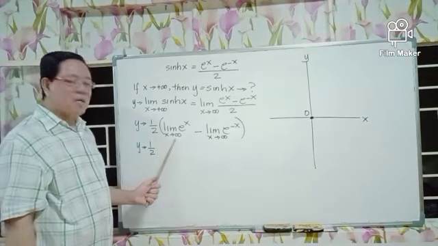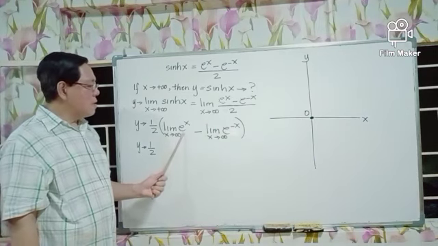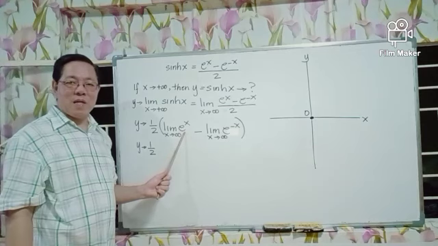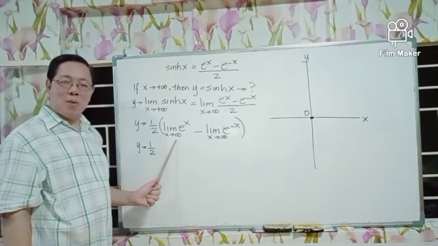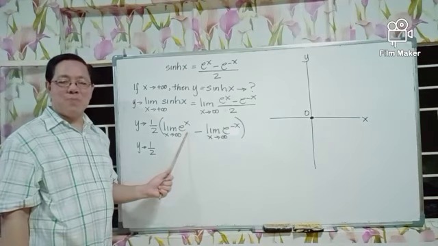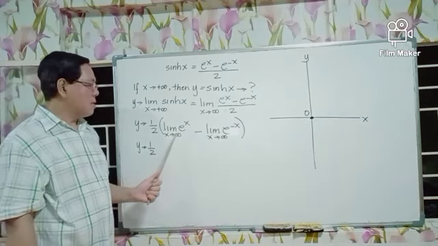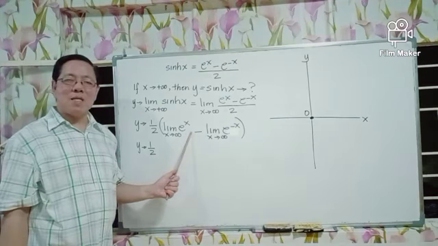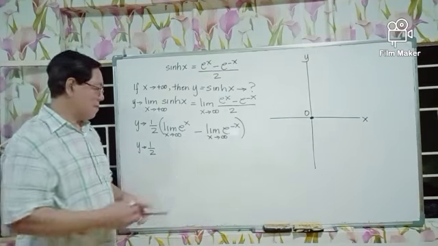But if x becomes very, very large, then e to the power x will also become very, very large. That is, if x approaches infinity, e to the power x will also approach positive infinity. Thus, the limit of e to the x as x approaches positive infinity is positive infinity.